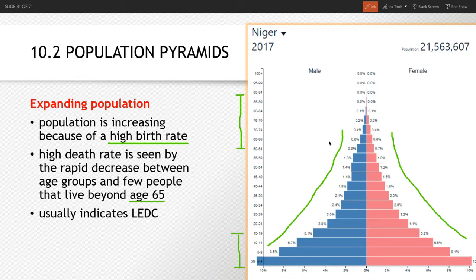And the final point I should mention is that these expanding population graphs usually indicate LEDCs, or less economically developed countries. And we'll see why as we go through the rest of this unit. But more or less, the big picture would be that it links with lower levels of scientific, technological and social development, as opposed to MEDCs that have, in some cases, a considerably higher degree of all three of those.